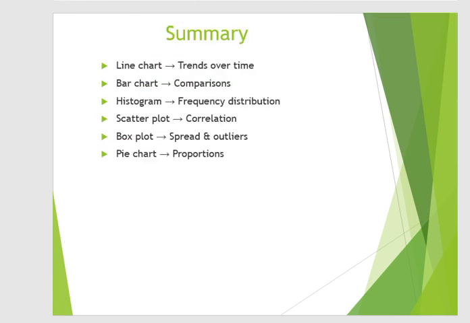So we have done here line charts, which show trends over time. Bar charts are for comparisons. Histograms are for frequency distribution. Scatter plot is for correlation. Box plot is for spread and outliers. Pie chart is for proportions.